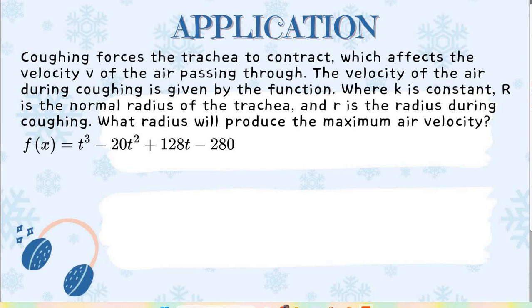Alright, so it says, coughing forces the trachea to contract, which affects the velocity v of the air passing through. The velocity of the air during coughing is given by that function, where k is constant, r is the normal radius of the trachea, and r is the radius. What radius will produce the maximum air velocity?